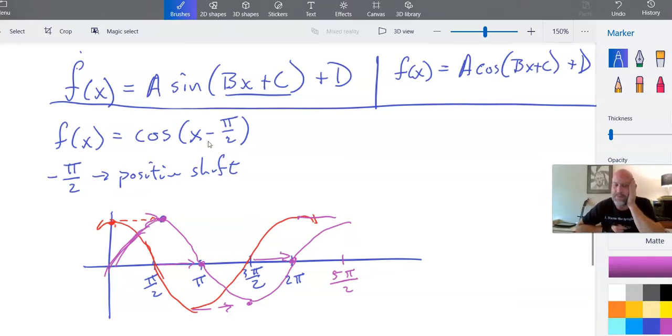Cosine of x minus pi over 2 is sine. Sine and cosine are the same curve, just set off by 90 degrees. That's the only difference. So it's kind of cool. And actually, if you look at the unit circle picture, the length of sine and the length of cosine are 90 degrees off of each other because they form a 90-degree angle. So that's kind of interesting, I think.